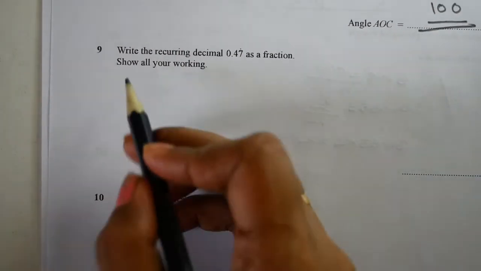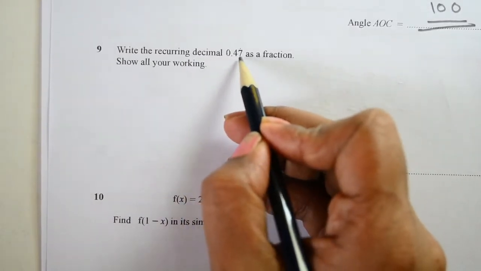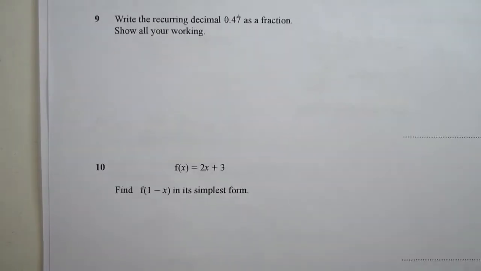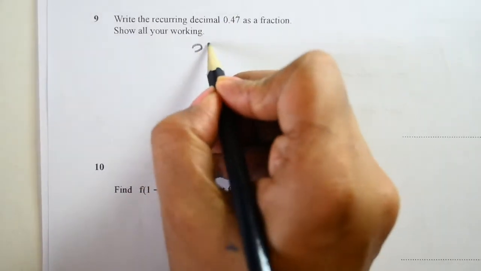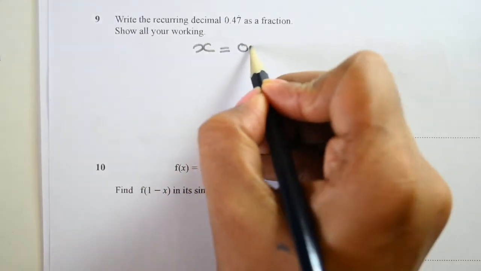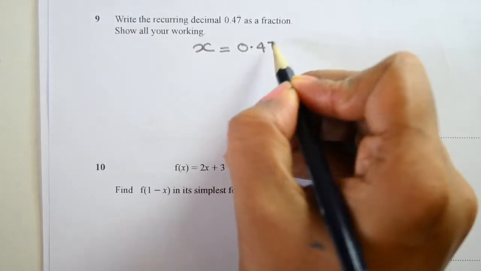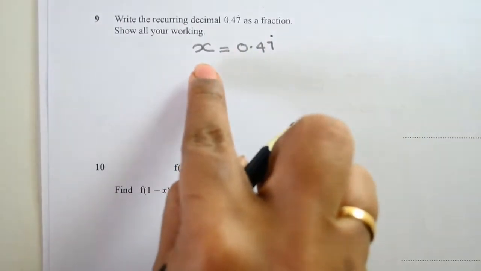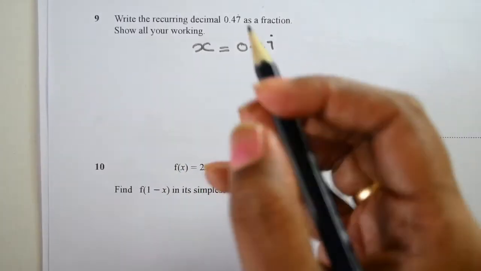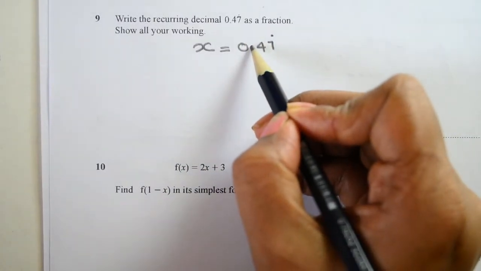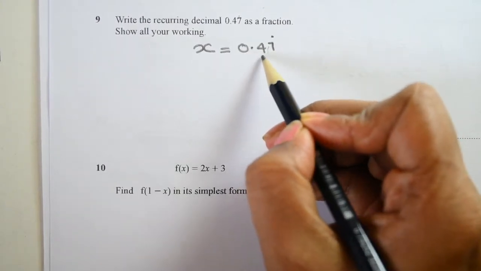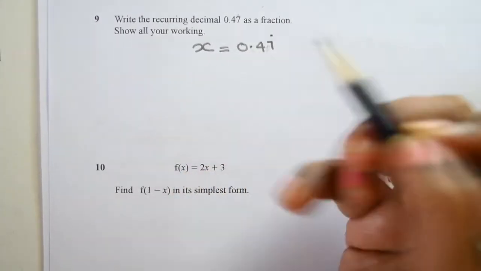Question: write the recurring decimal 0.47 bar as a fraction, show all your working. So first you have to take x is equal to 0.47 recurring. Recurring means it's repeating. Then multiply throughout by 10. You know why? Because we need to change this point here. If you want to change this point here after one number, you have to multiply it by 10.